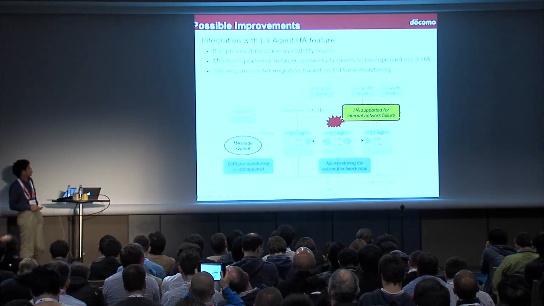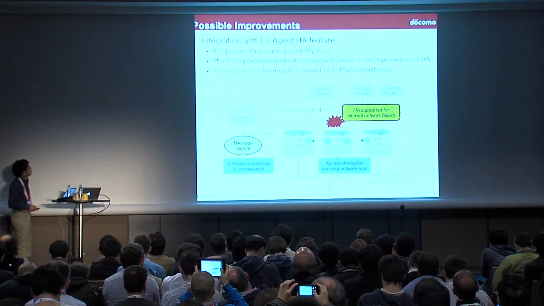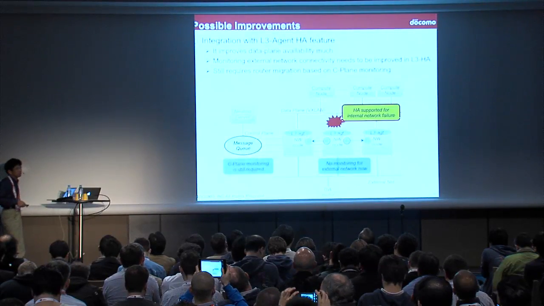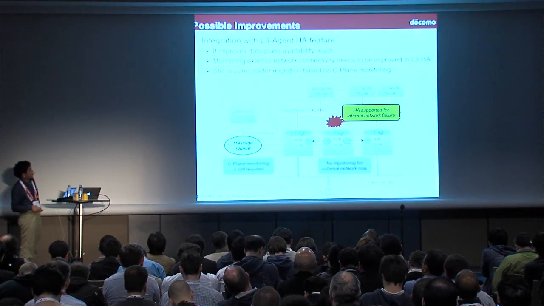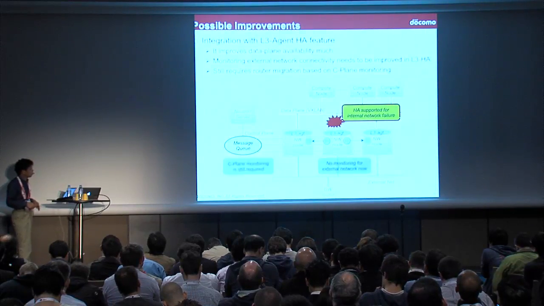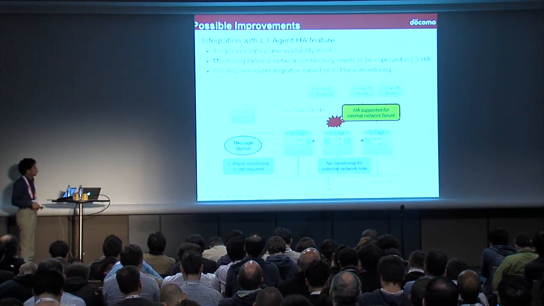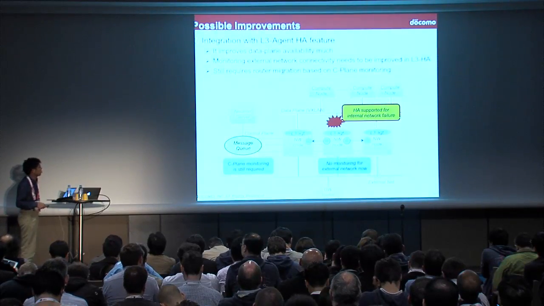One big topic is integration with Layer 3 agent HA. Layer 3 agent HA in Juno improves the data plane availability for the internal network.